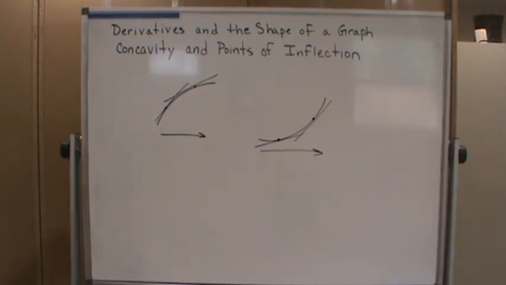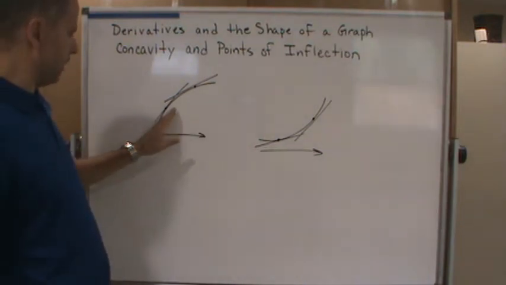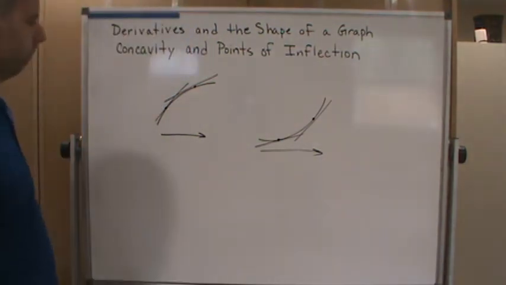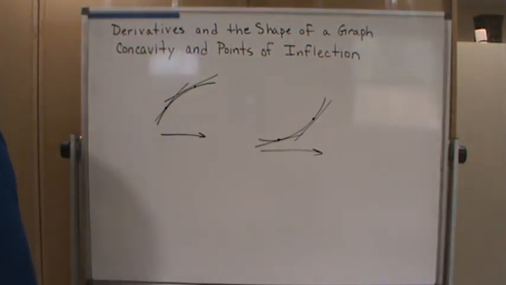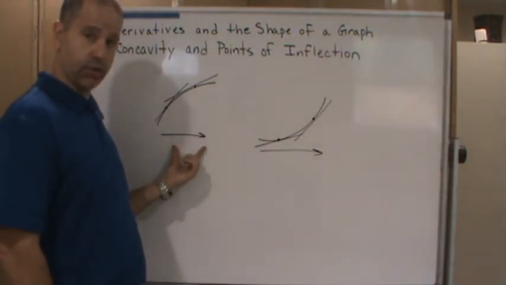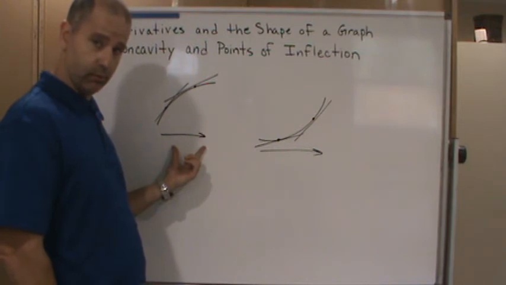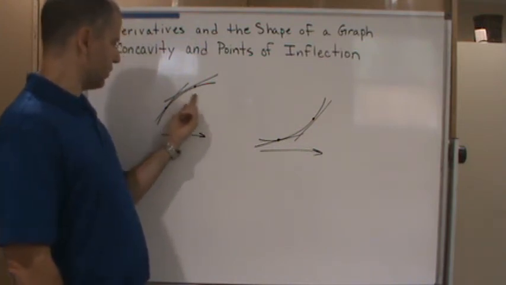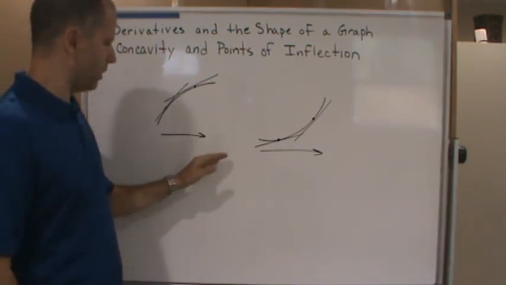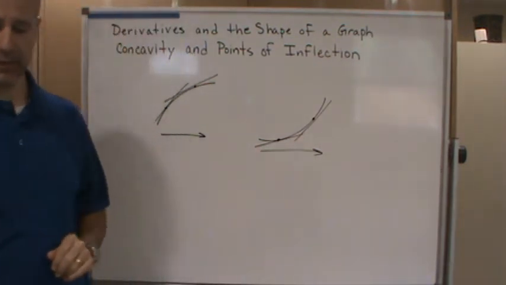Okay? So here the slope of the tangent line is decreasing, and here the slope of the tangent line is increasing. So it seems that we can look at the rate at which the slope is changing, right? Is it decreasing as x increases, or is it increasing as x increases?